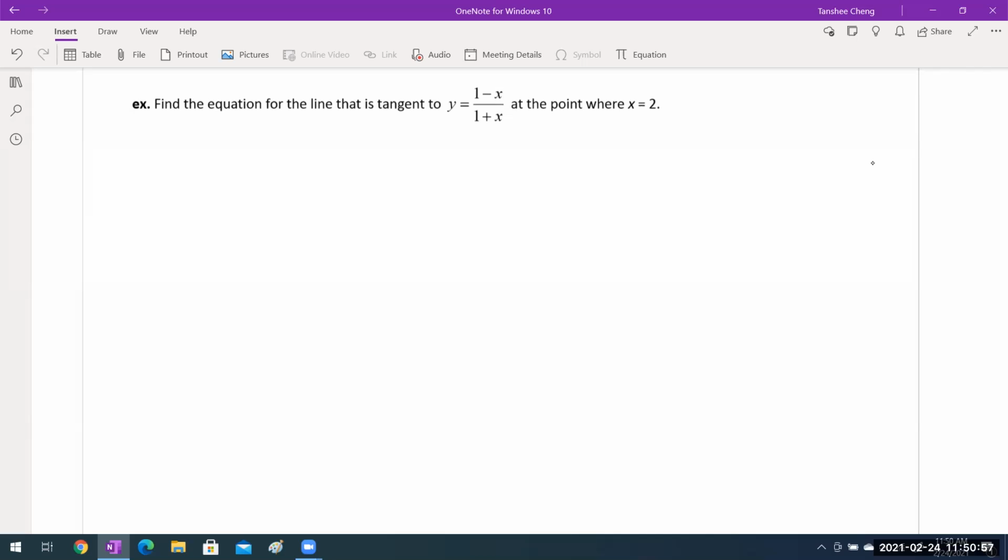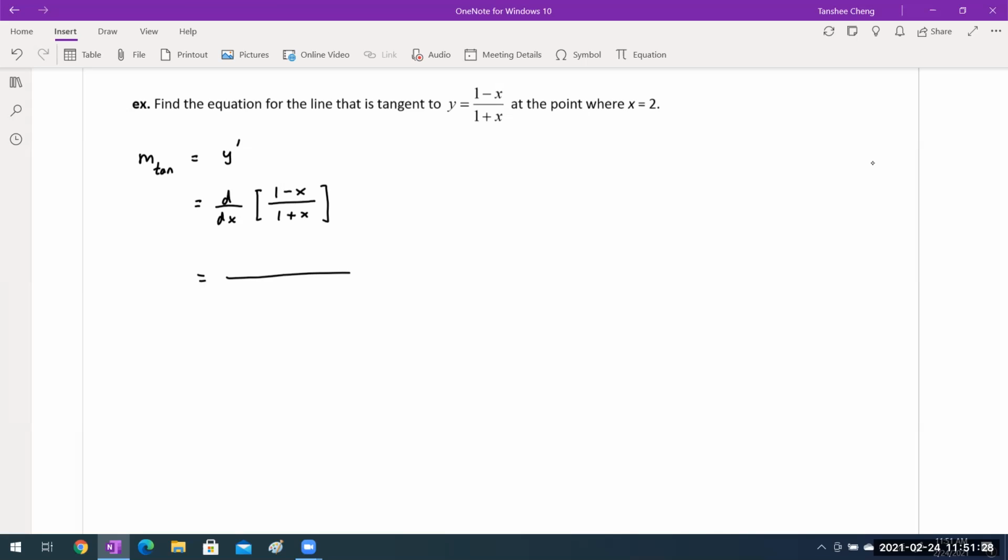So the slope of the tangent line, that is basically the first derivative of the function. So taking the derivative with respect to x of the function, which is (1 minus x) over (1 plus x). We can use the quotient rule to compute that, in general.